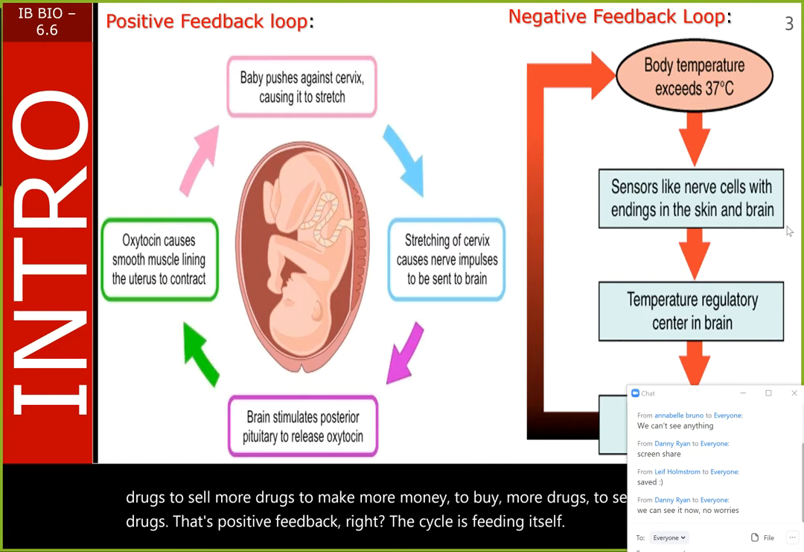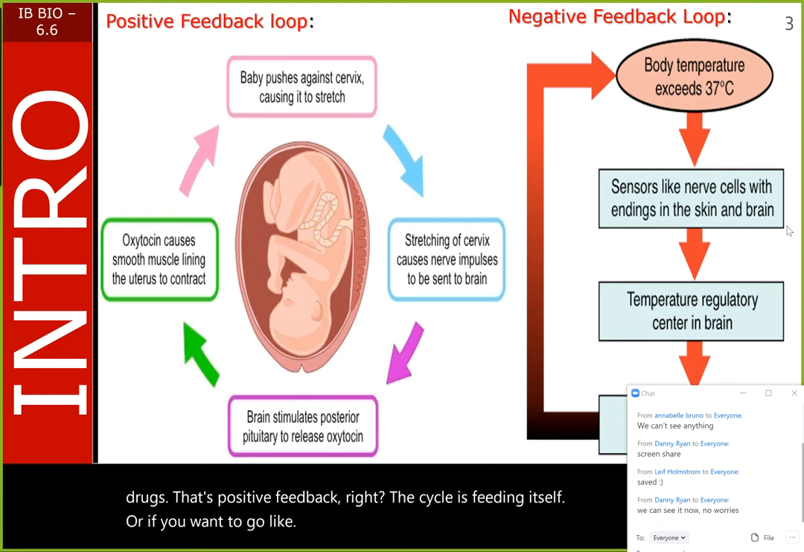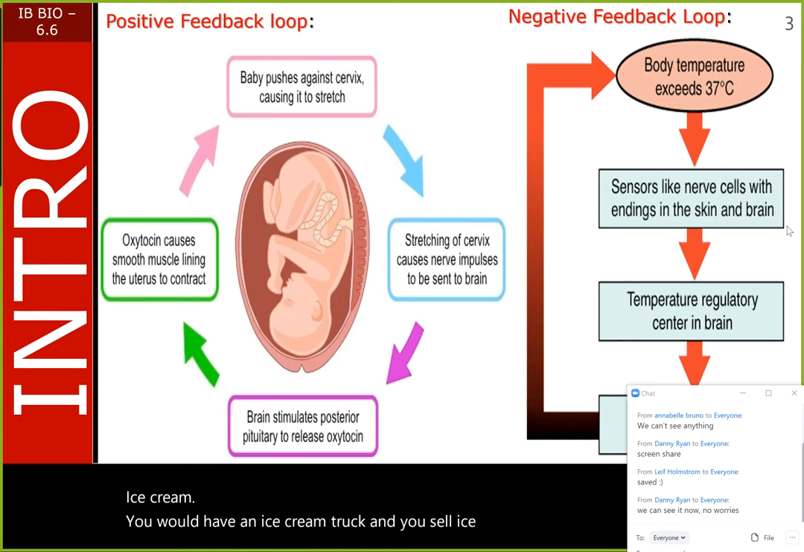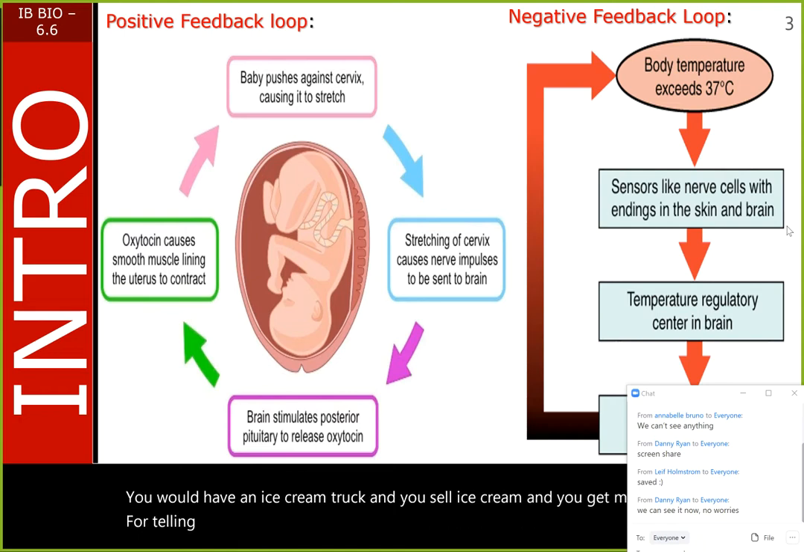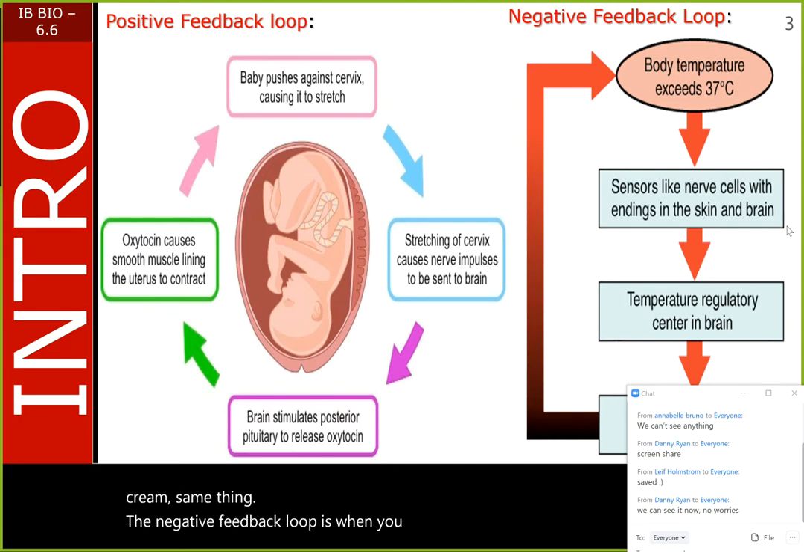Or if you want to go less inappropriate, ice cream. You have an ice cream truck and you sell ice cream and you get money from selling that ice cream. So you buy more ice cream so you can sell more ice cream. Same thing. The negative feedback loop is when you get busted and the process stops.